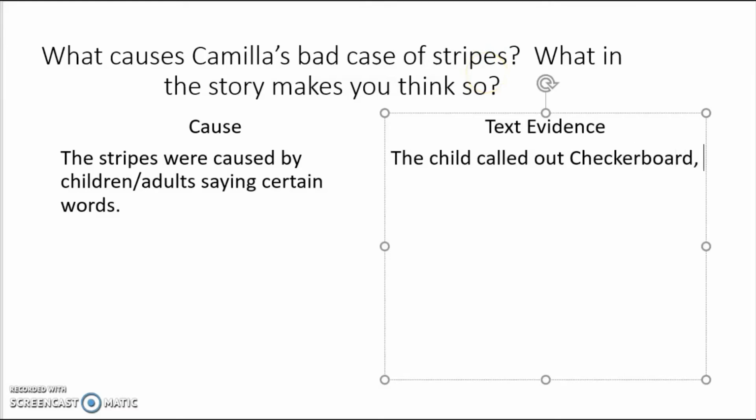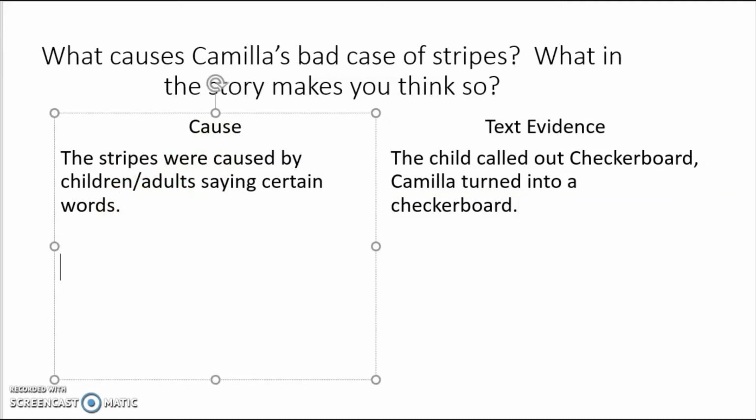And if you remember what happened to Camilla, she turned into a checkerboard. So for some of us, maybe we were thinking something a little bit different, but he was able to provide text evidence that supported his thinking about why she was changing. I think when I asked that question, he was thinking more about how she continued to change.